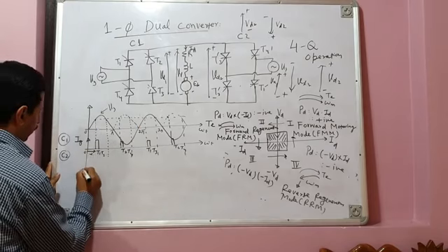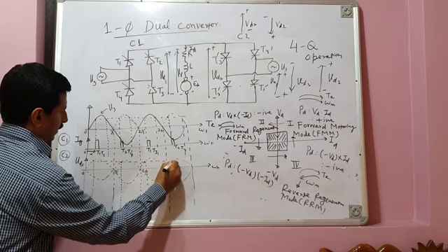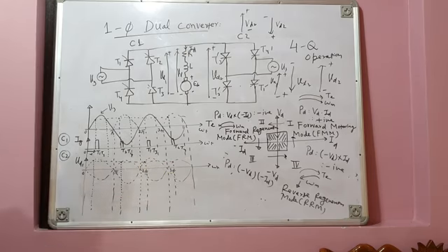Next, first you show the firing instants. Next firing instant is somewhere here. Next firing instant is here. Next firing instant is here. Fine. Now from 0 to alpha, this is alpha 1. There is positive half cycle of source voltage, and at alpha 1, the T1, T3 pair is fired.